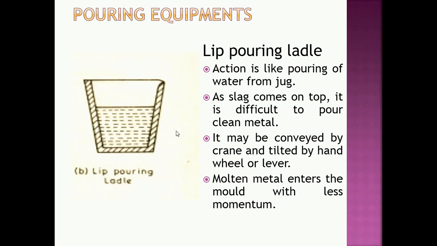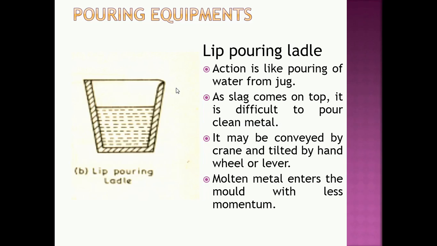As slag is coming on the top, it is difficult to pour the clean metal. You can see inside this ladle at the top surface a black line. This black line is nothing but slag. As and when we start pouring metal into the mold cavity, slag will also enter inside the mold cavity. It may be conveyed by crane and tilted by hand wheel or lever.